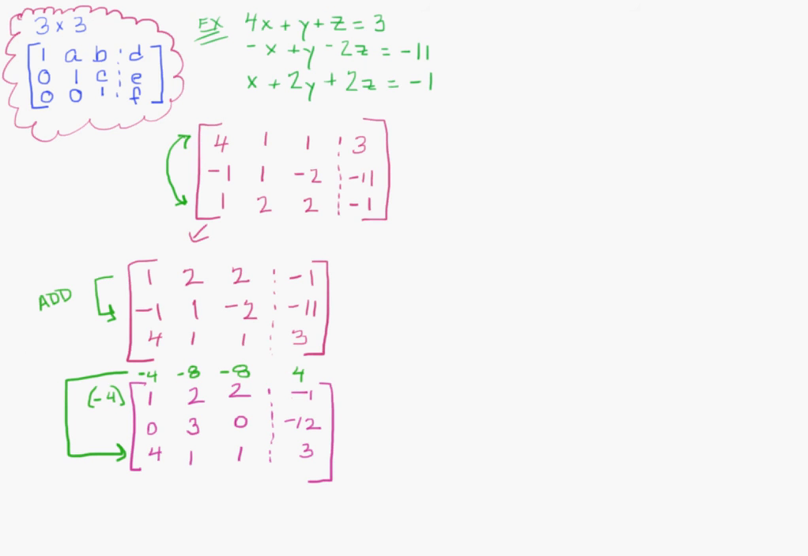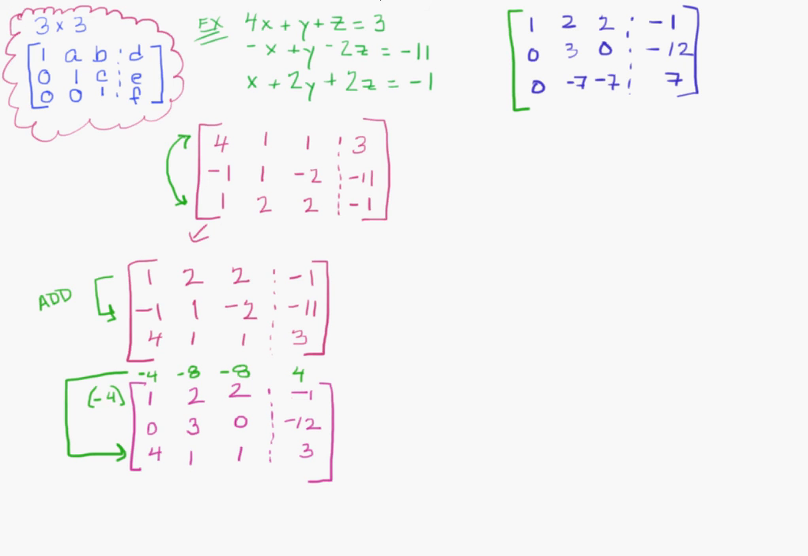And when I do that, the resulting matrix looks like, I have the original row, 1, 2, 2, -1. Then I have the 0, 3, 0, -12. And now on the bottom, I have 0, -7, -7, and 7. Okay, so now 1, 0, 0, that fits the form that we have in the left-hand corner.